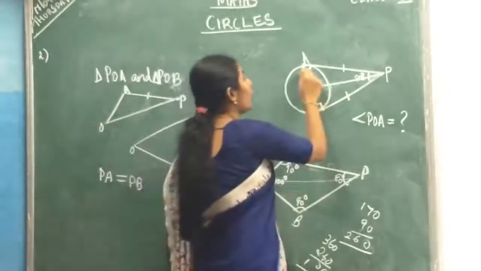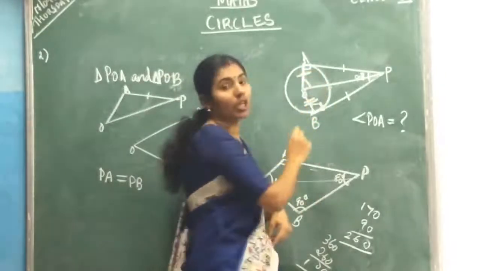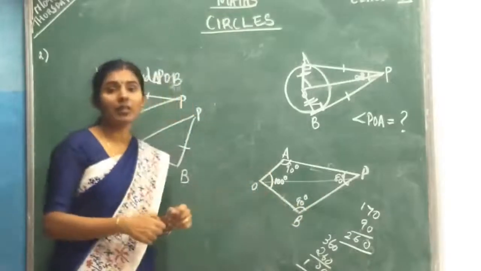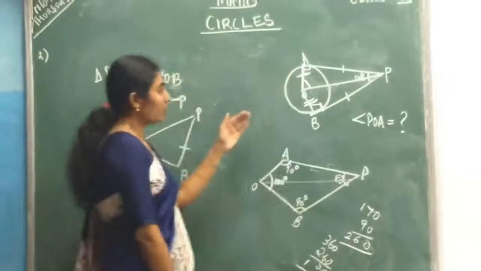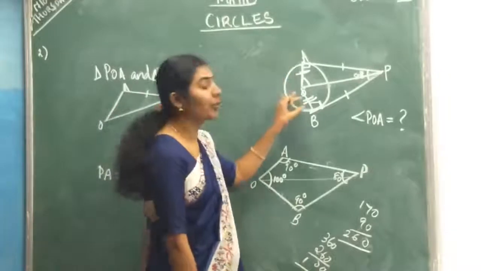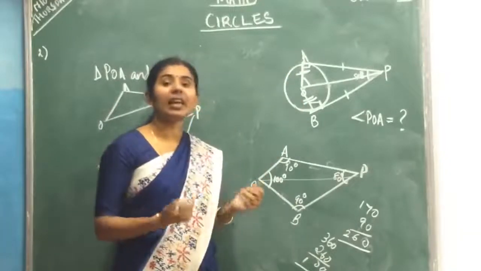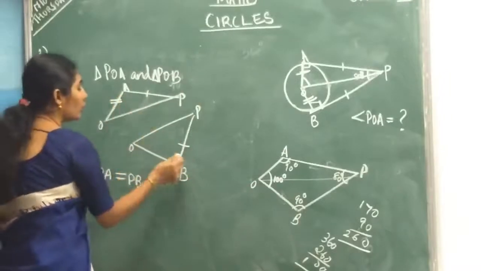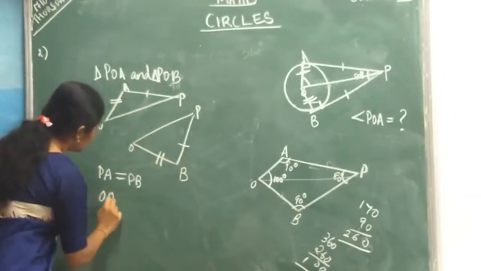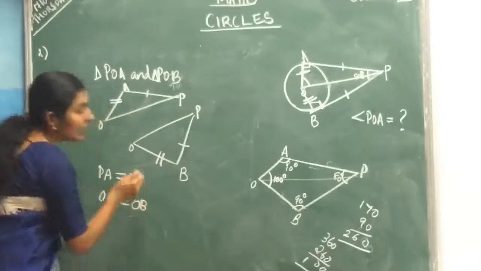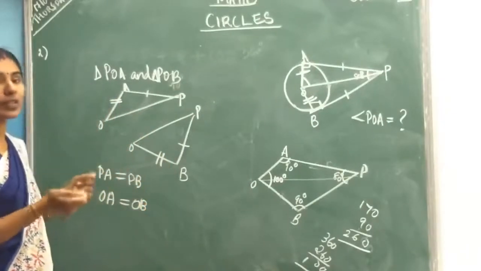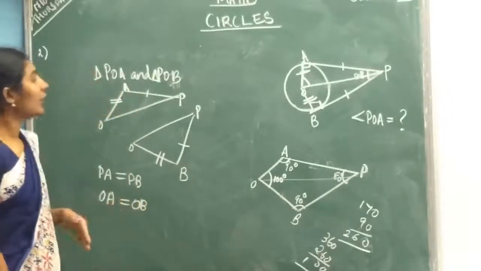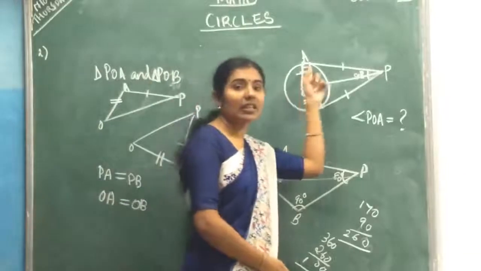Now what about OA and OB? Both are radii of the circle. You know radii are the same. Have you seen this figure? OA and OB are radii of the circle and they are the same, isn't it? So what can you say? OA equal to OB. What is the reason? Both are radii of the circle. If you are taking one circle, its radius will not change, isn't it?